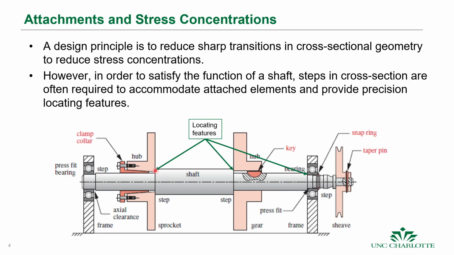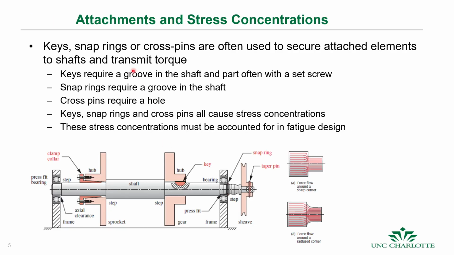We can locate these features in a precise manner, and often that's required for putting the machine together. Keys, snap rings, or cross pins. If we have a cross pin where we have a hole that goes through the shaft, or we have a snap ring, or we have a key, like a Woodruff key, then these require grooves in the shaft. So this is a groove in this direction, or a groove here into the radius of the part, or a hole that goes all the way through. And each one of these is going to cause stress concentrations.